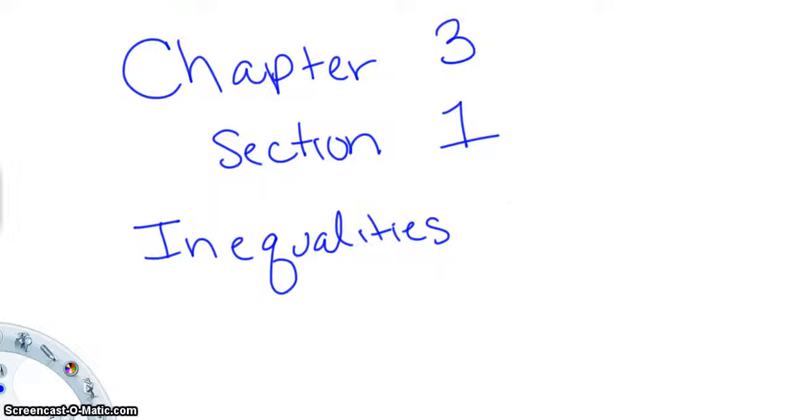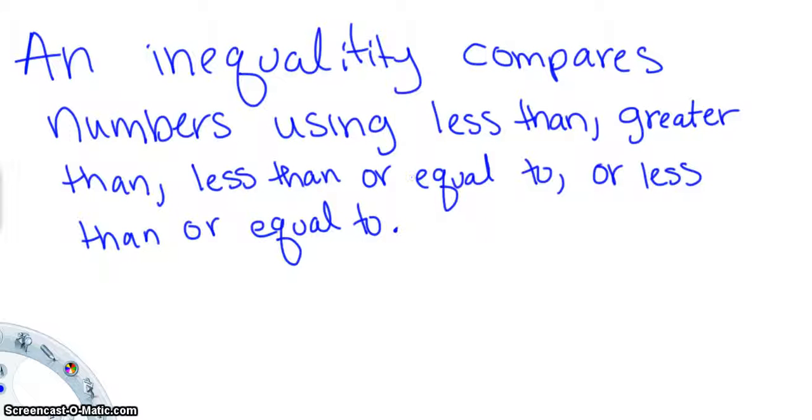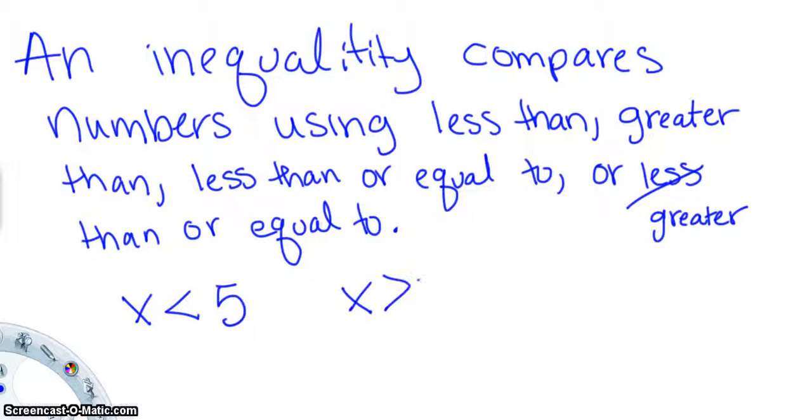In Chapter 3, we'll be looking at inequalities and their graphs. An inequality compares numbers using less than, greater than, less than or equal to, or greater than or equal to. Now the symbols for this: x is less than 5, x is greater than 5, x is less than or equal to 5, and x is greater than or equal to 5.